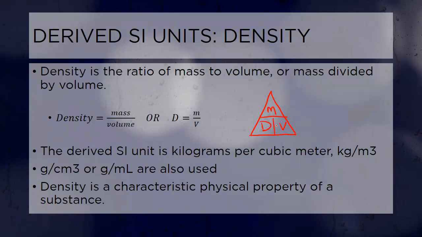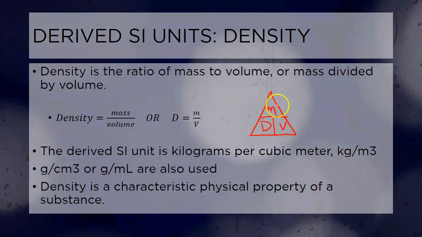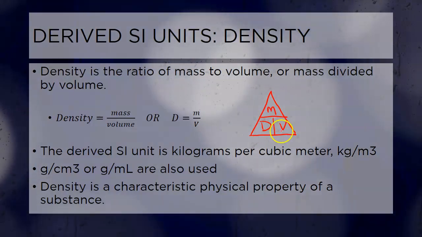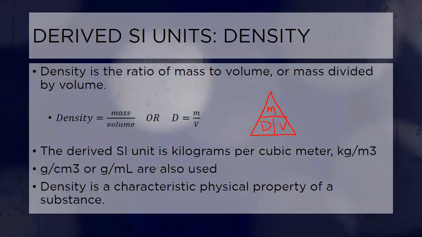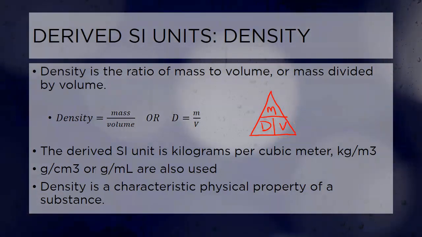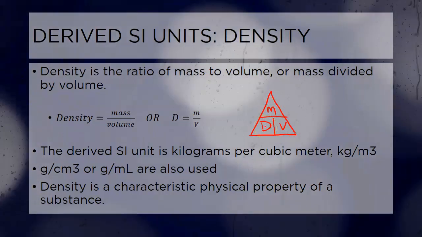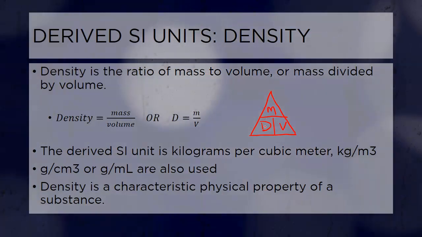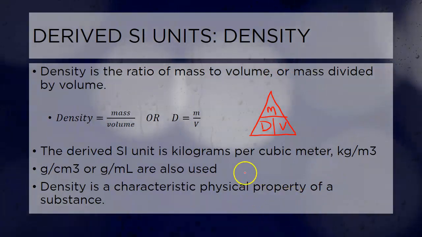What that does for me is if I cover up M with my hand, then that tells me to find mass, I'm going to multiply density times volume. If I cover up D with my hand, I can find density by dividing mass and volume. And then if I cover V with my hand, I can find volume by taking mass divided by density. It's all just simple algebra, but people like it when they see it in the nice little triangular form.